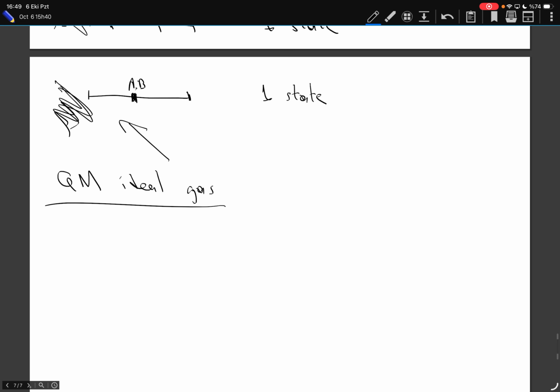Okay, for simplicity, let's just assume a cube. I have n non-interacting particles in this cube. The energy of this system will be the sum of the energies of each one of those particles. What is the wave function for these particles? For each one particle, just look at one particle in this box. Do you remember the wave function?